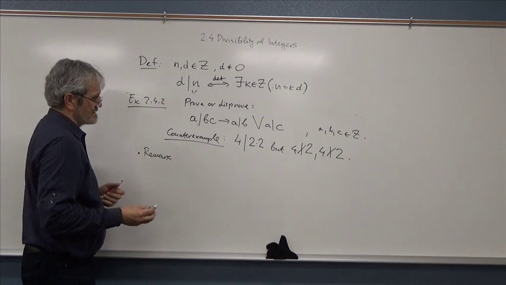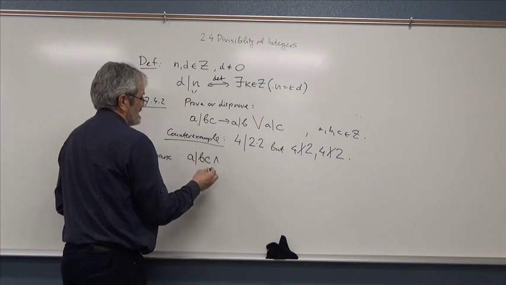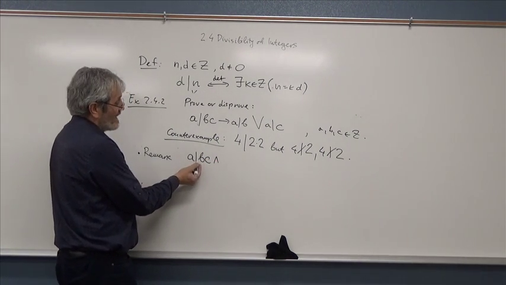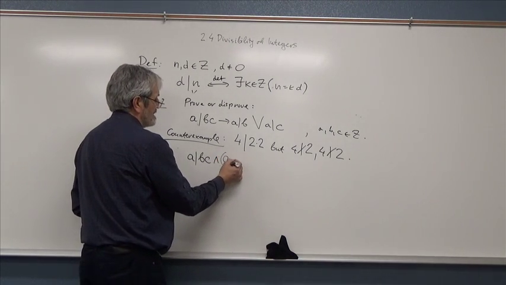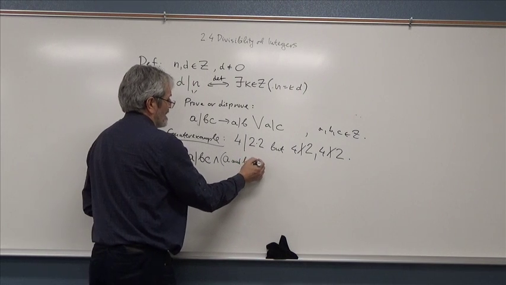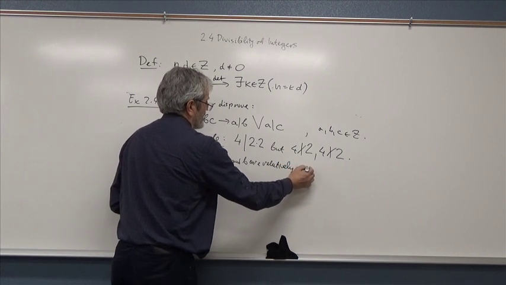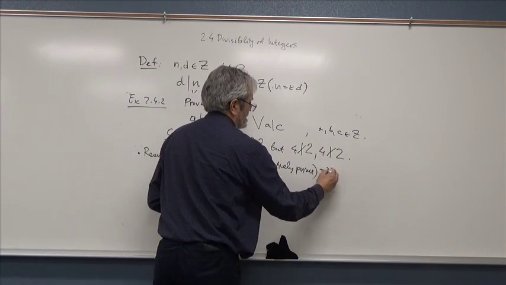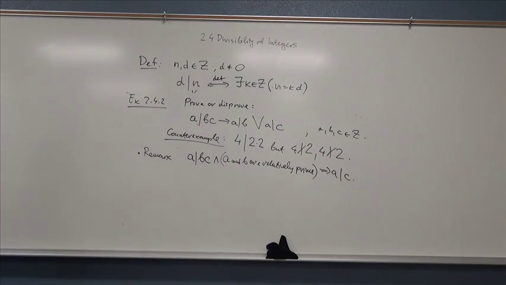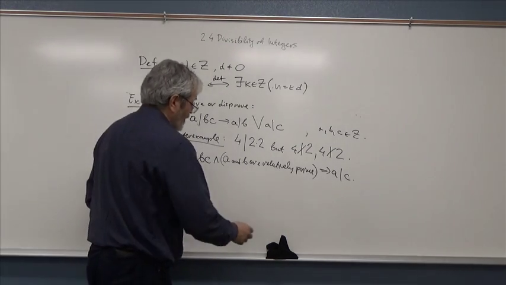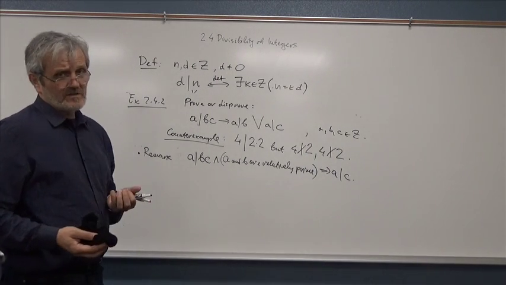the following version is true: if a divides bc, and a and b have no common factors, we say a and b are relatively prime, then a divides c. And we'll see a version of that theorem proved in a moment. All right? And now probably the biggest theorem of this section is the prime factorization theorem.